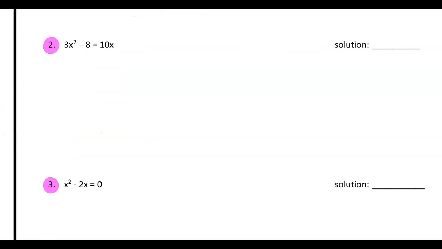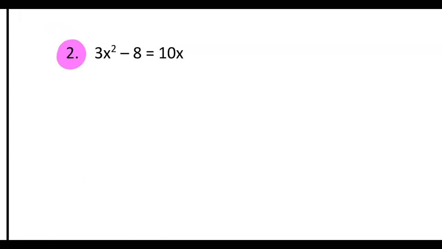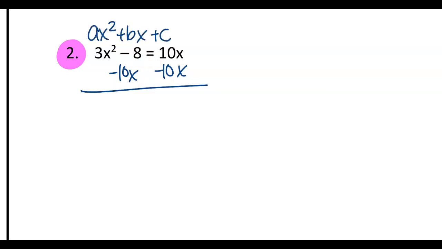For question 2, again, I first need to make this equal to 0. So in order to make this equal to 0, I'm going to subtract 10x on each side. When you do that, guys, be careful. The reason why is because you need to make sure that you put this 10x right in the middle of the x squared and the 8. If you don't, you're going to put it behind the 8 and you're going to completely forget that this is your bx term. So you need to write this in ax squared plus bx plus c form. So we're going to write this as 3x squared minus 10x minus 8 equal to 0. That should be how you write this out.